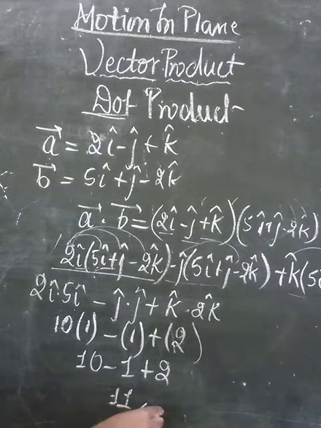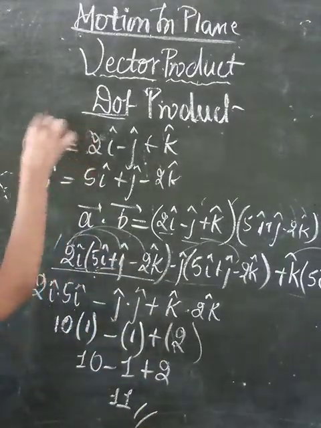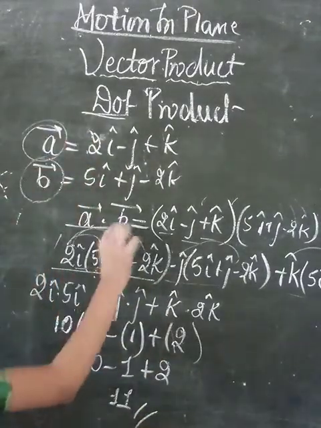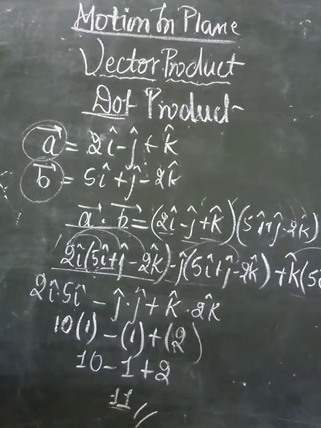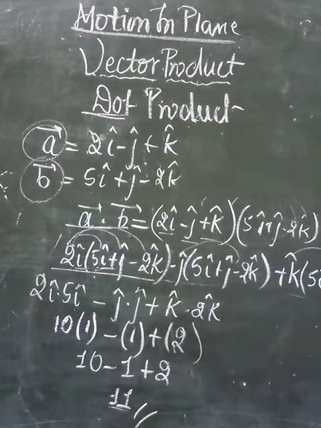What we can say is that on multiplying the A vector and the B vector with the help of the dot product, the answer is a scalar quantity. So the dot product is used when the two vectors give a scalar quantity.